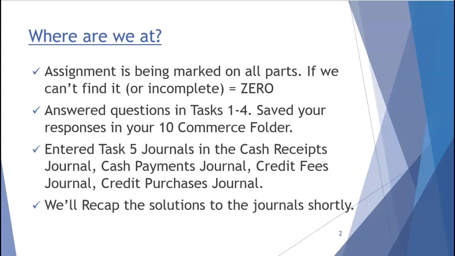Then last week you should have done your task 5 journals, entering the journals in the cash receipts journal, the cash payments journal, the credit fees journal, and the credit purchases journal. We need all of that up to date, and that's why we're going over it relatively slowly, and we've given you ideal answers, because that forms the basis of completing correct accounting reports. So we need to make sure that everybody at that particular point is up to date and correct.